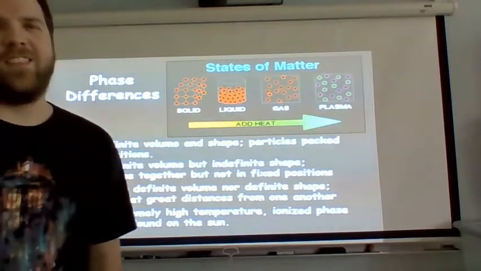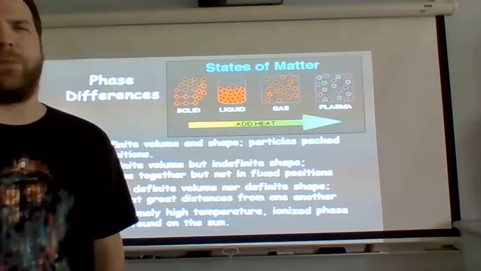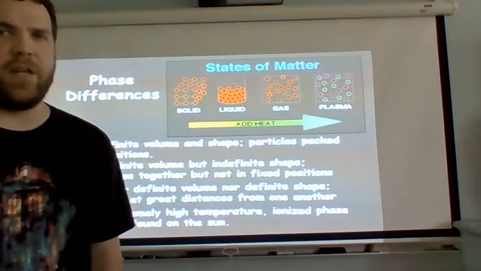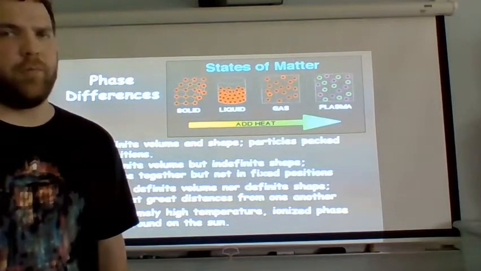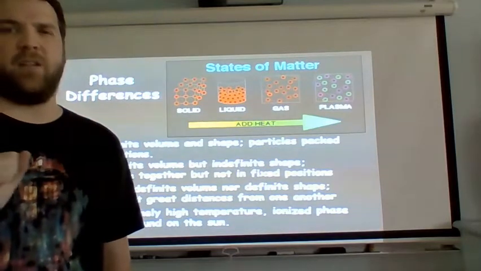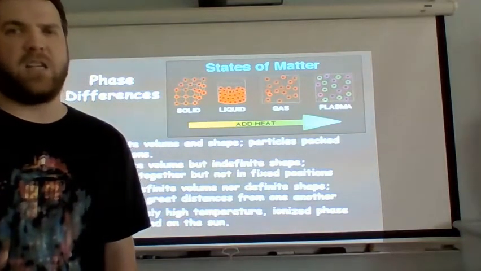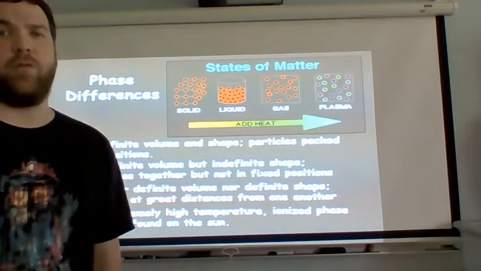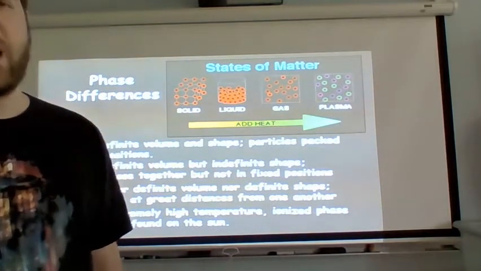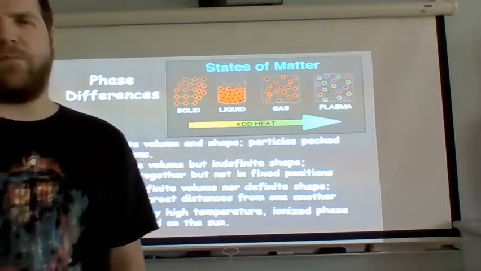Okay. This has a lot of information about the particles inside the different phases. Basically, when something is a solid, its particles don't really move much. They can kind of vibrate back and forth, but they're more or less locked in place. When something is a liquid, the particles can move. They're not locked in place, but they have to be pretty close together.